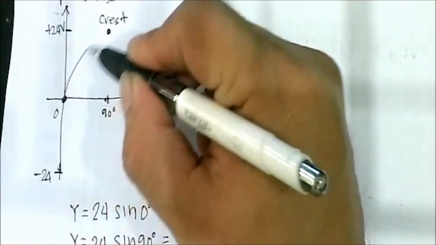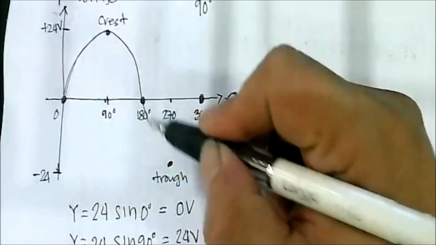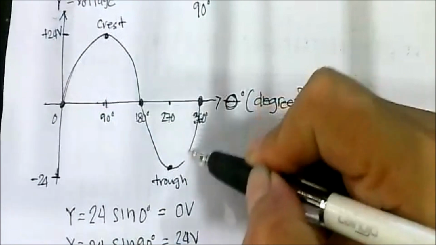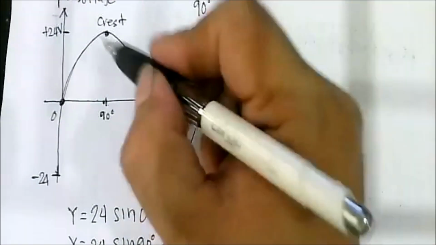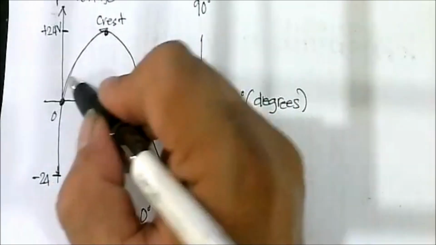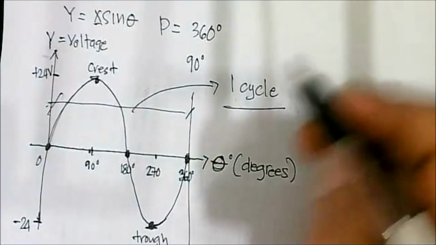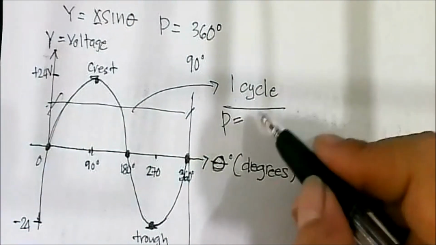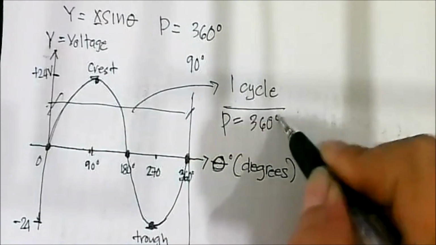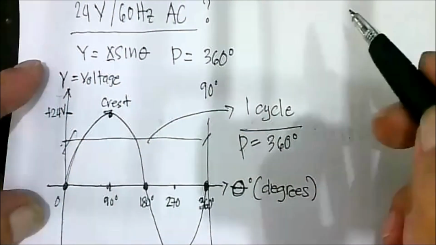So this is your waveform. This is the trough, this is the crest, and this is your one cycle of the signal, and the period is 360 degrees. So that is 24 volts, 60 hertz AC.